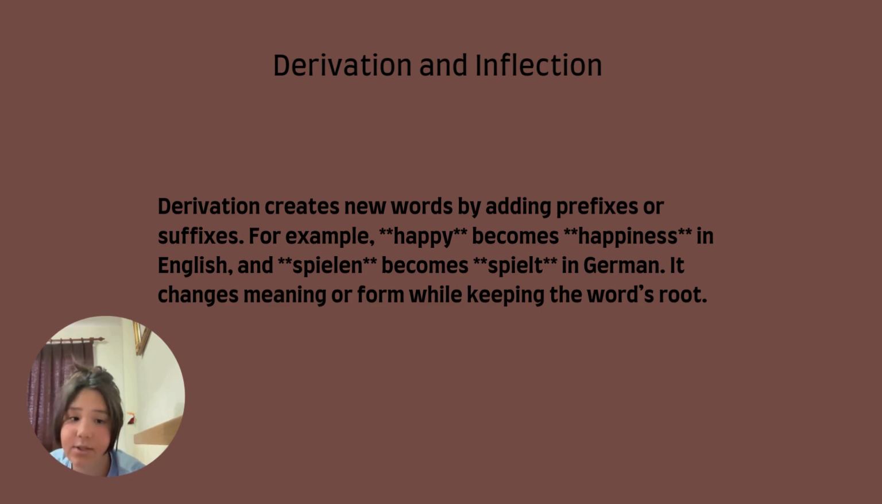German: spielen to spielt. In German, spielen, to play, becomes spielt. He, she, it plays. With the inflectional -t. No new words, just bending to grammatical rules. Spielen, base verb, and -t, third person singular. Phrase: spielt, aber verliert. Translation: he plays, but he loses. Inflection doesn't save him from the outcome.